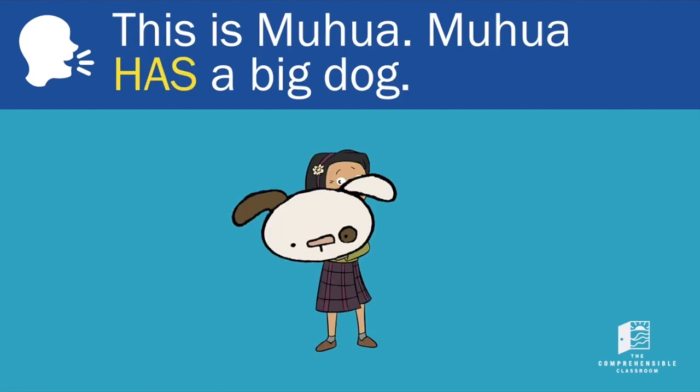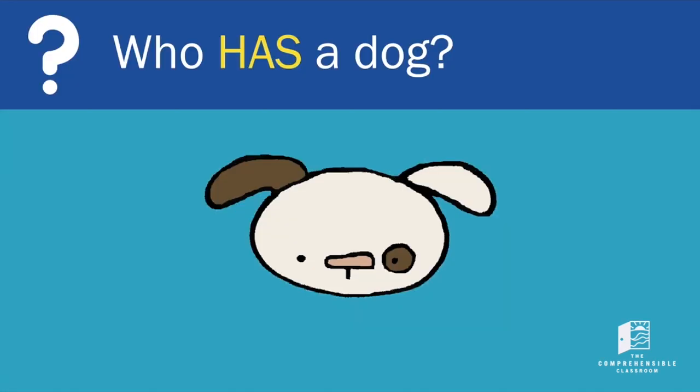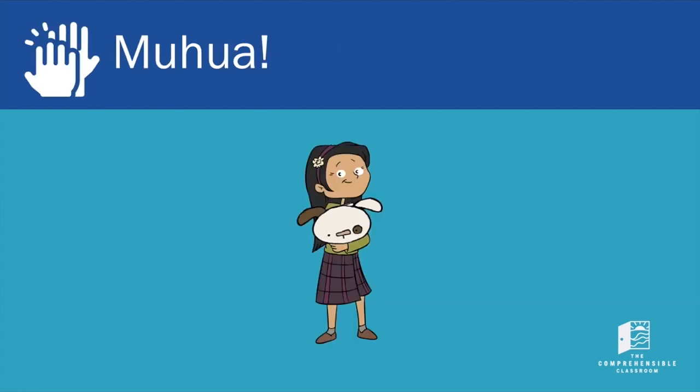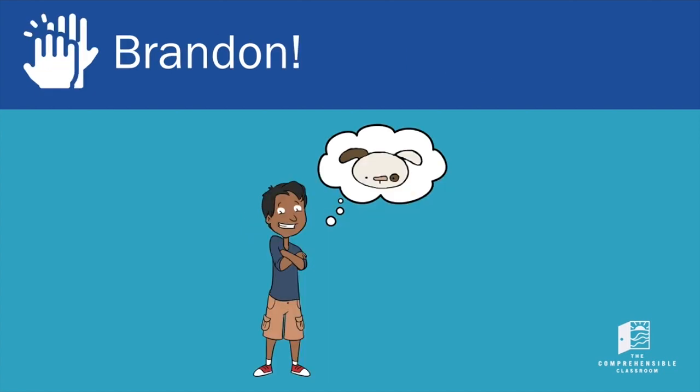This is Muwa. Muwa has a big dog. Now, I am going to ask another circling question, but I'm not asking the question to help my students understand the words in the sentences because they're pretty basic and my students can handle it. I'm circling to help my students keep the story straight. Who has a dog? Muwa. Yes, that's right, guys. Muwa. Muwa has a dog.